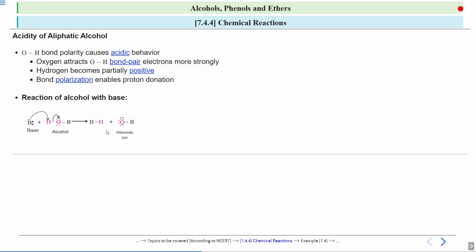So see, this base is accepting one proton, so it becomes BH, and this alcohol is acting as an acid, so it loses one proton and forms the alkoxide ion. So this is the reaction of alcohol with bases. If this alcohol is acting as an acid, then this will be the conjugate base. And if this is acting as a base, then this will act as a conjugate acid.